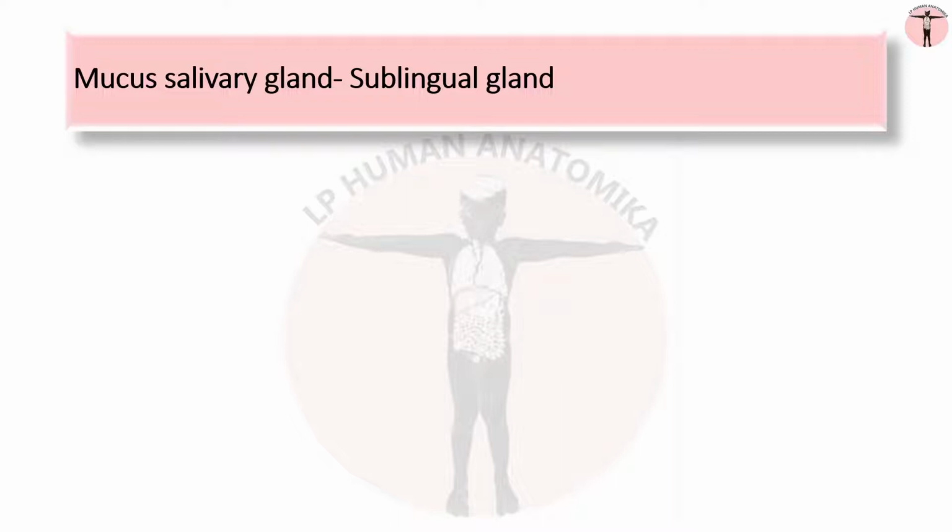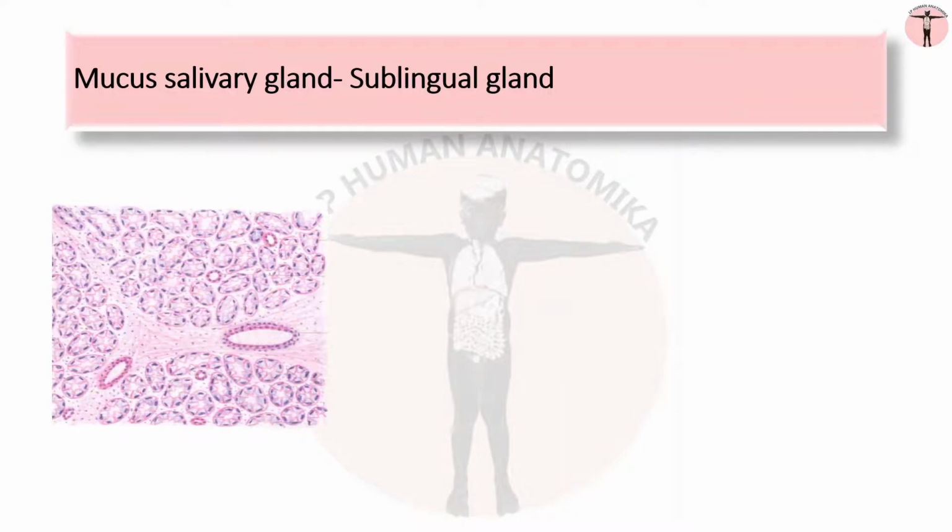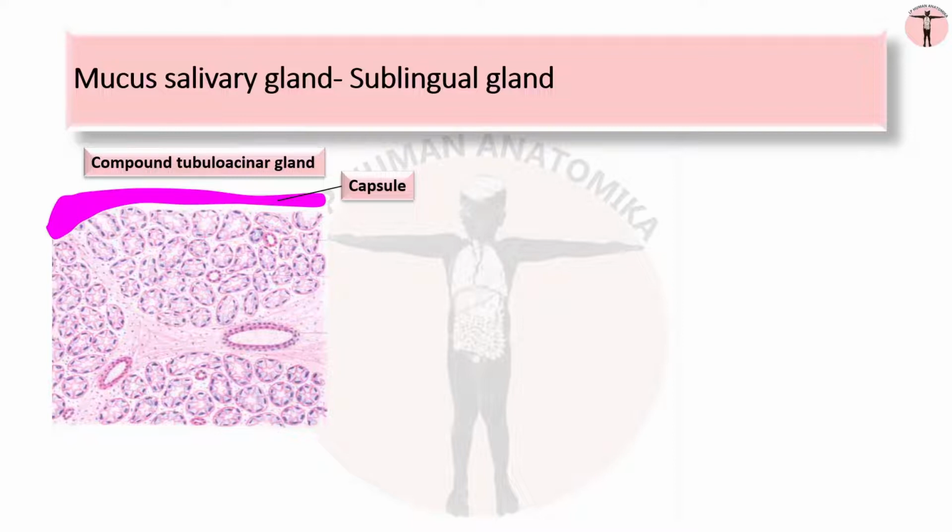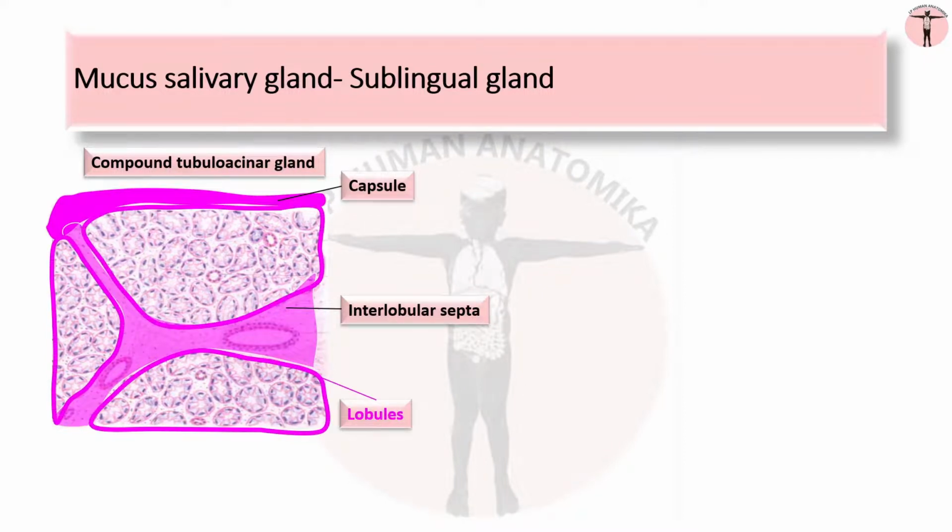An example of a mucous salivary gland is the sublingual gland, present in the floor of the oral cavity. This is the section under low power. The sublingual gland is a compound mixed tubulo-acinar gland. The gland is covered by a connective tissue sheath called the capsule. The interlobular connective tissue septa arise from the capsule and divide the gland into lobules. It is more abundant in the sublingual than in the parotid and submandibular glands. Numerous arterioles, venules, nerve fibers, and interlobular excretory ducts are seen in the septa.